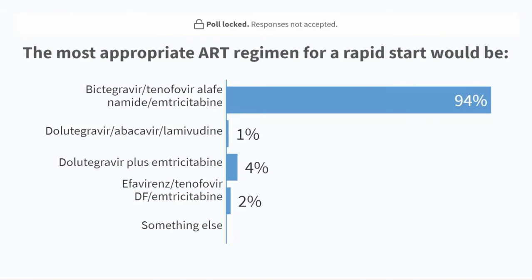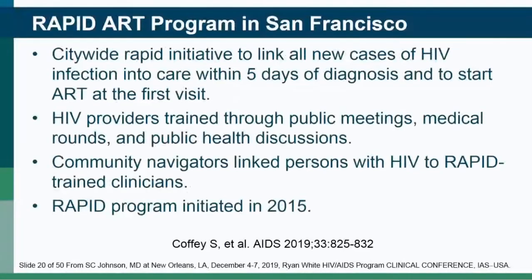So actually, 94% of you are correct. Let's just walk through the other answers. Dolutegravir, abacavir, lamivudine: you would need to do the HLA testing ahead of time. Some labs turn them around pretty quickly, but typically it takes several days. This new two-drug regimen of dolutegravir plus emtricitabine, we really want resistance test results with a two-drug regimen. We want to make sure that the virus is susceptible to both. Efavirenz, tenofovir DF, emtricitabine: NNRTI mutations are the most likely transmitted resistance mutations, and fortunately no one thought of anything else, so that's good.